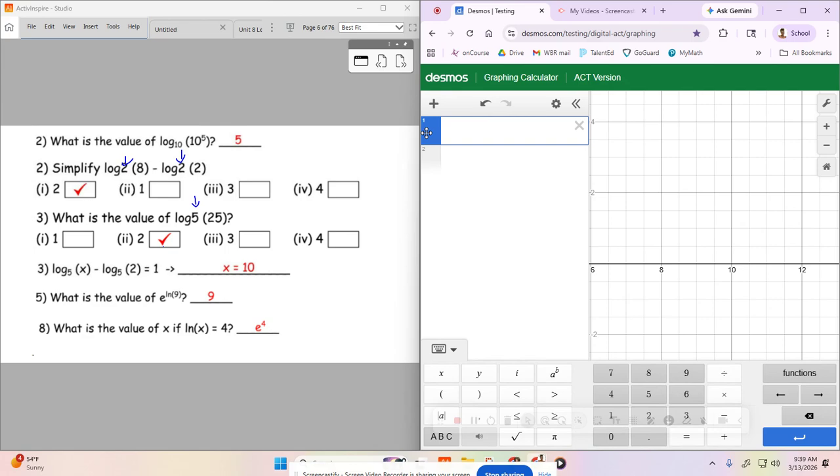So everything doing with logs, the e, the natural log, the ln, all that, you just type the letters in Desmos. For this one, I'm just going to type e, shift 6 to get my caret up there, ln, in parentheses, 9. And I get 9. Bam. Next, what is the value of x if ln x equals 4?